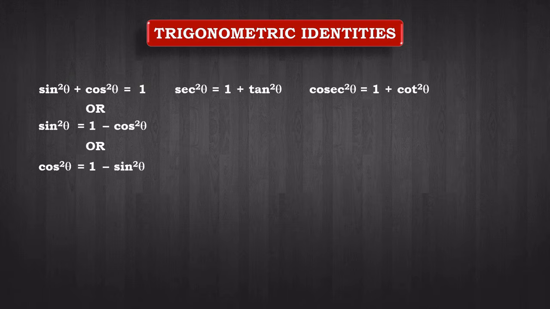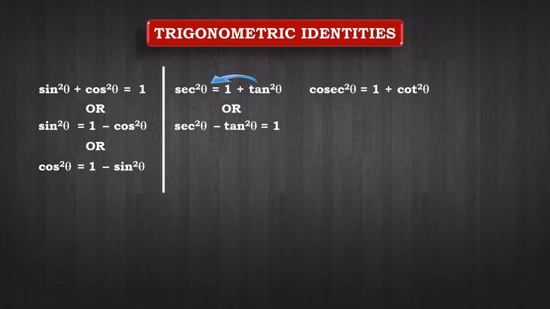Now, let us look at the second identity. Secant squared theta is equal to 1 plus tangent squared theta. This can also be written as secant squared theta minus tangent squared theta is equal to 1, or tangent squared theta is equal to secant squared theta minus 1.